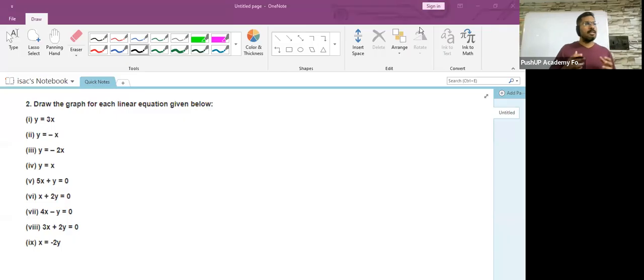So those were linear equations in one variable, which we did in question number 1. Now today we are going to do question number 2, where we are going to solve linear equations in two variables.